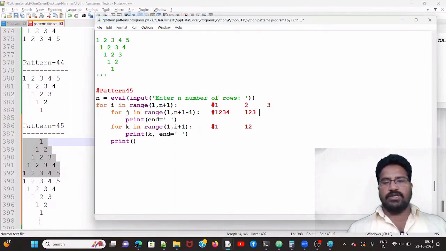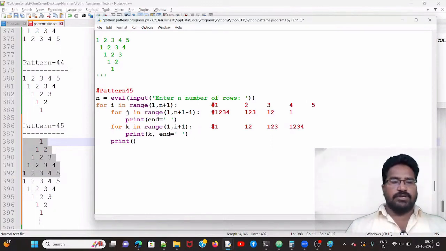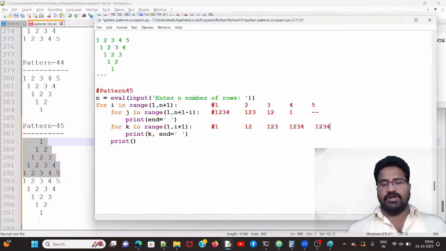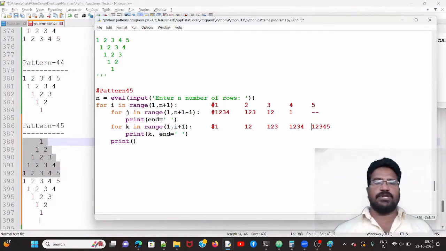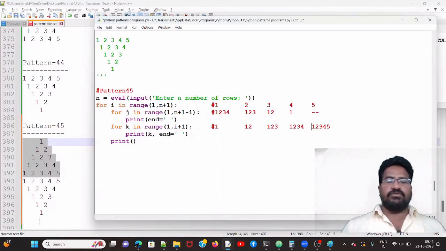When the i value is 3, 2 spaces will come, and k iterates 1, 2, 3, 3 times. When the i value is 4, j iterates 1 time, and k iterates 4 times. When the i value is 5, j has no iterations, meaning no spaces. Then k iterates 5 times, meaning 5 digits displayed: 1, 2, 3, 4, 5. This is the first half of the pattern.